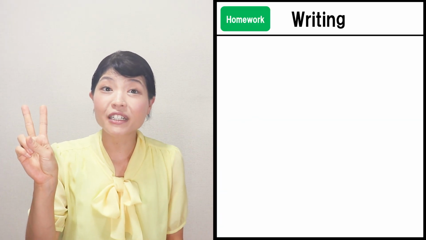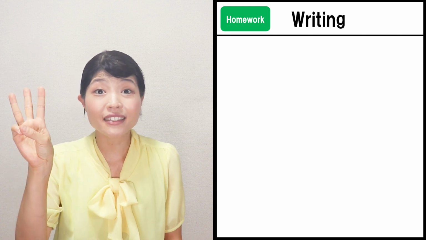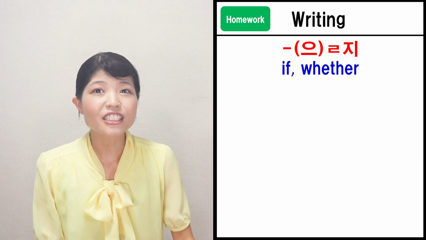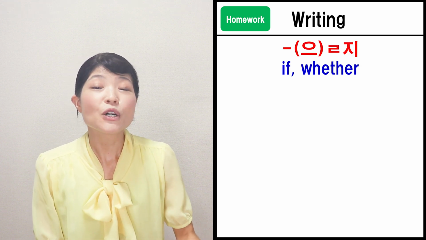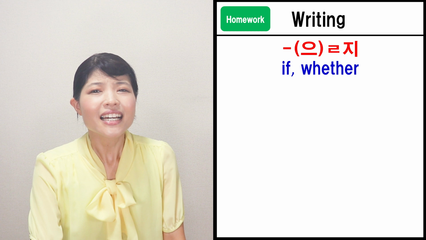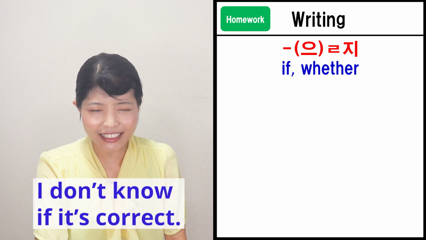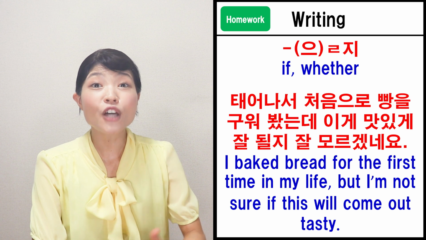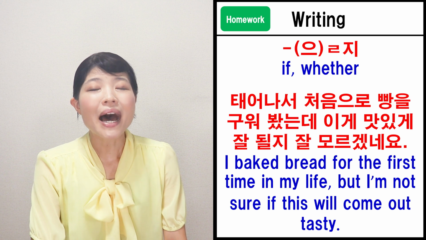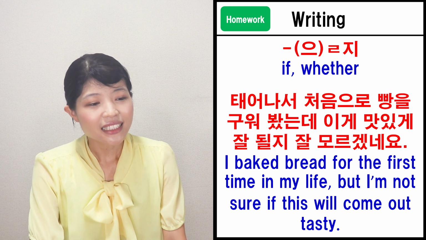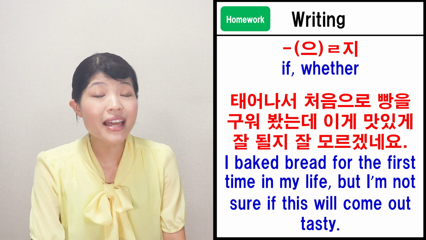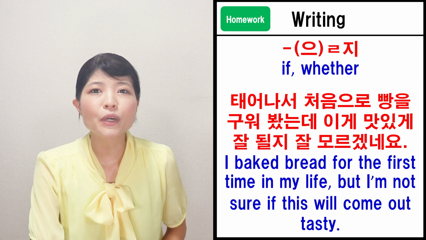There are 2 kinds of homework. First, please write 3 sentences using the comment section, using the grammar we learned today. For the first sentence, please use 리을지, if, whether. You can write a sentence you would use when you don't feel confident, like, I don't know if it's correct. For example, 태어나서 처음으로 빵을 구워봤는데 이게 맛있게 잘 될지 잘 모르겠네요. I baked bread for the first time in my life, but I'm not sure if this will come out tasty.